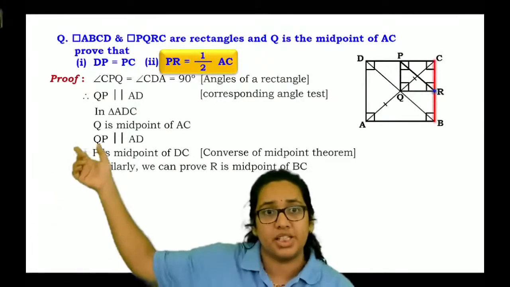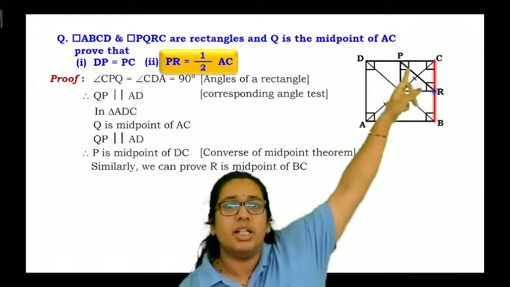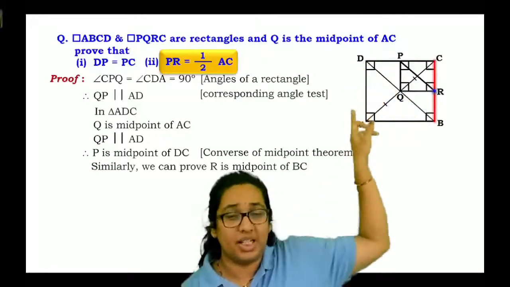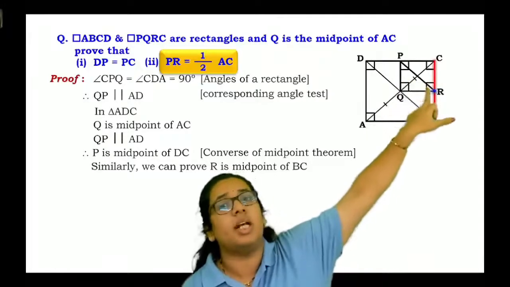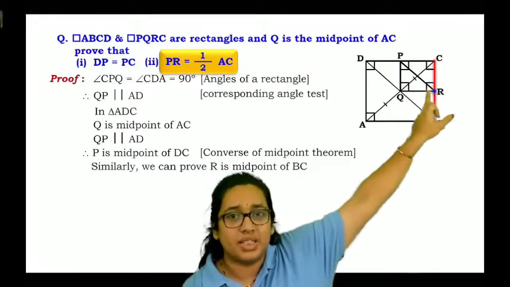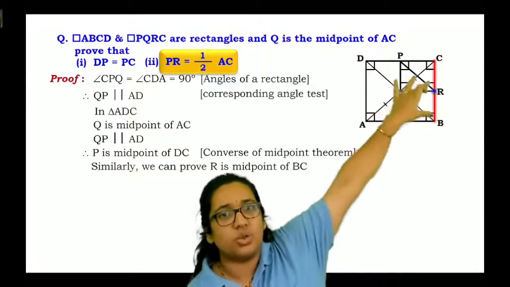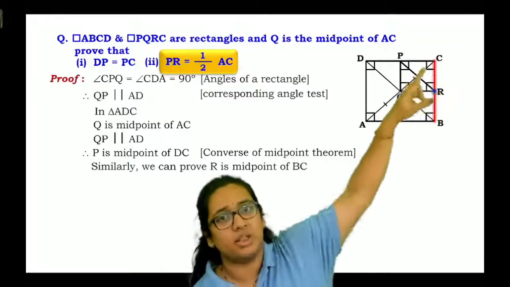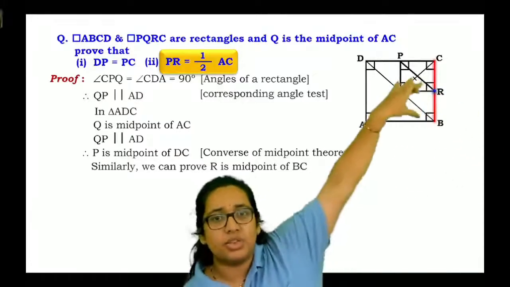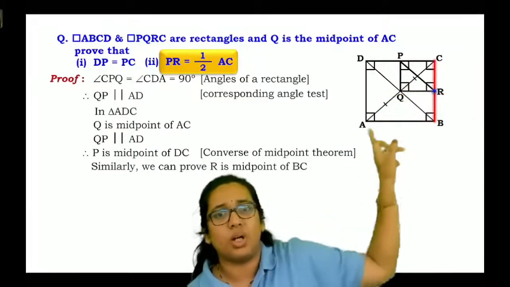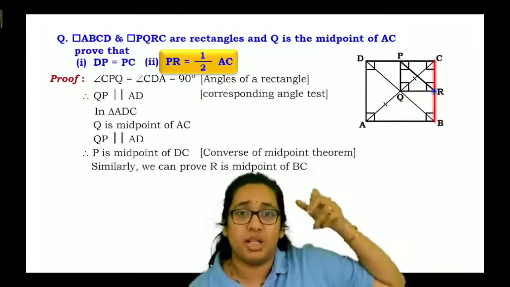Just like you checked this, in this case, look, P and D are 90 degrees, hence we can say that PQ and AD are parallel to each other using the corresponding angle test. Similarly, here we can say that CRQ and CBA, these two angles you can see, are equal, which is nothing but 90 degrees. If these two are 90 degrees, then we can say that QR and AB are parallel to each other.